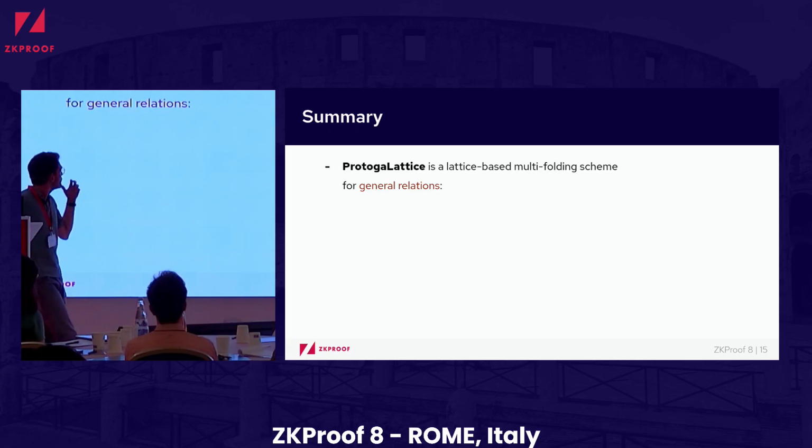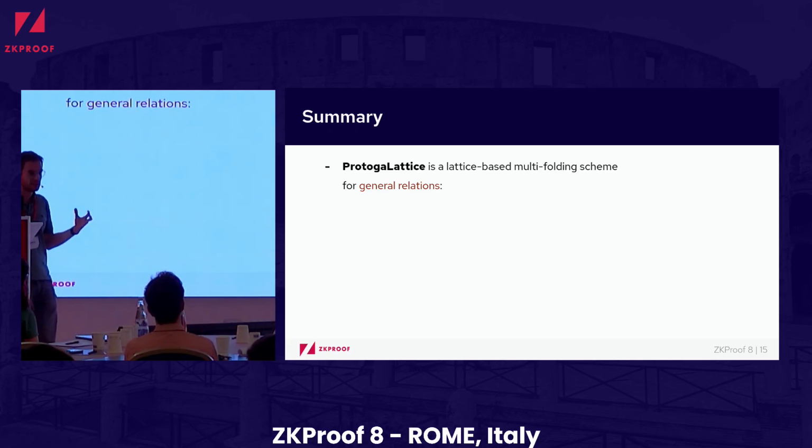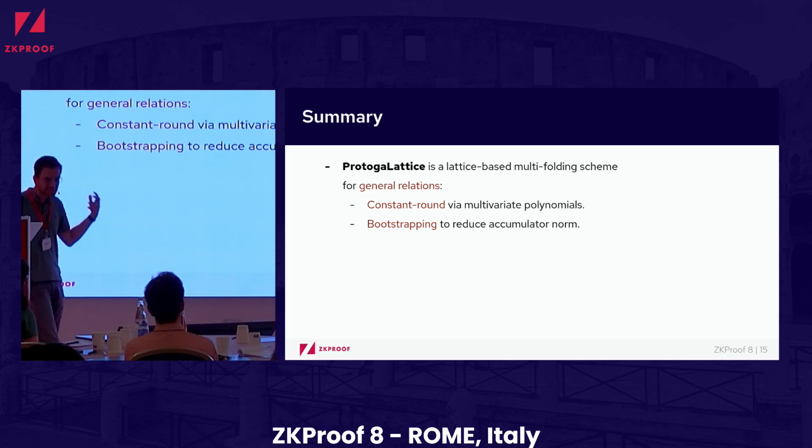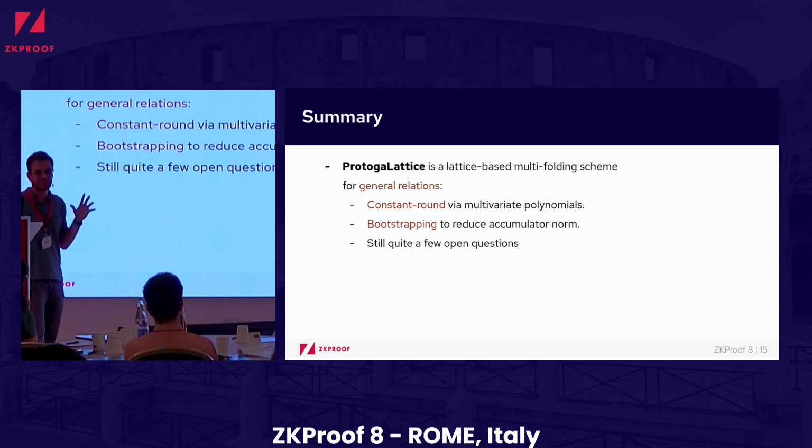As a summary, we are introducing a new lattice-based multifolding scheme for general relations, general polynomial relations. It's constant round. We use multivariate polynomials. We present a bootstrapping protocol that reduces the norm of an accumulator of any relation. And we still have quite a few open questions, and it's pretty much still a work in progress.